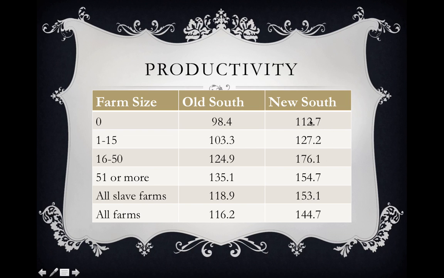We go from a farm that has no slaves to a farm that has 1 to 15 slaves, and we get about a 10% increase in labor force productivity. But then what do we see in the New South when we go from a small farm, let's say 1 to 15 slaves, to a large farm, 16 to 50 slaves? You see a dramatic increase in labor productivity, about a 30% increase per worker, just due to the fact that you have a larger slave labor force working on those plantations.